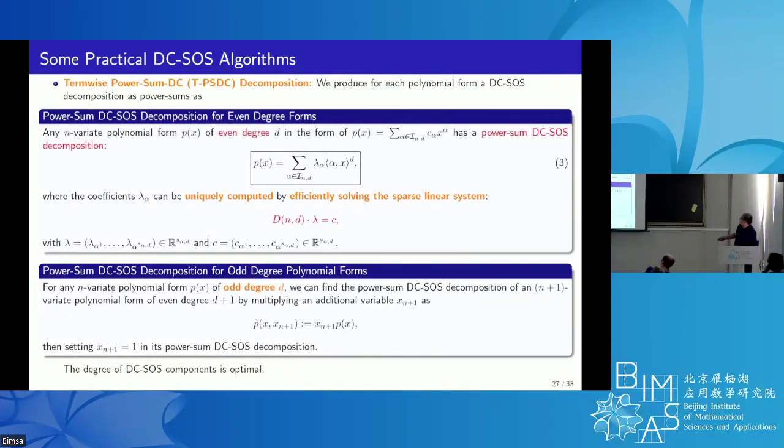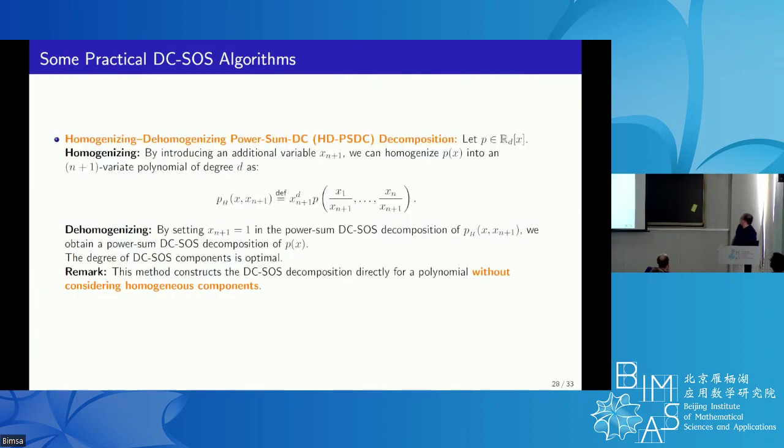So this is for even degree, and similar for odd degree. And this is in practice. We can also have some homogenizing and dehomogenizing techniques, because any polynomial can be homogenized by introducing an additional variable x_{n+1}. And once you get this even degree polynomial decomposition, then you just set x_{n+1} equal to 1 to get the decomposition of the original one. That's the idea. And both of them can be proved to provide the best degree decomposition.